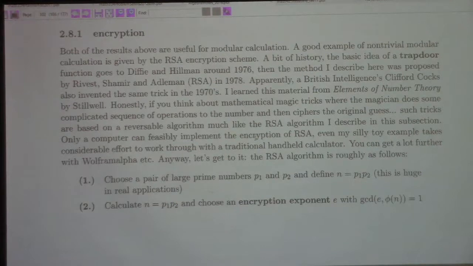So here's the RSA algorithm roughly. Number 1, you choose a pair of large primes, P1 and P2. You take their product and you call it n. This is huge in real applications. Number 2, you calculate this n and you choose an encryption exponent, e, such that the greatest common divisor of e and the Euler phi function of n is 1. So you need the encryption exponent to be relatively prime to the Euler phi function of n.